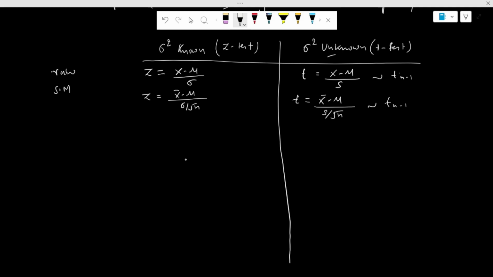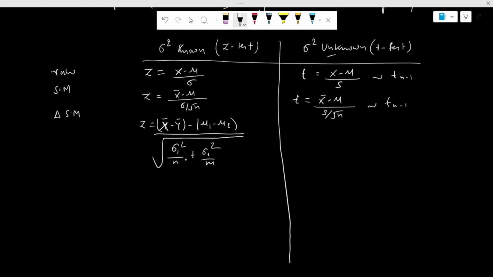Now let us perform the test related with the difference in the sample mean. In that case, our Z score is equal to the difference of the sample means, let me call it x bar minus y bar, minus the difference in the respective population means, and we divide it by the square root of the variance of the difference in the sample means, that is sigma 1 square divided by n plus sigma 2 square divided by m. But if we don't know the population variance, then this is a T distribution, and we will have to make an assumption for this case.